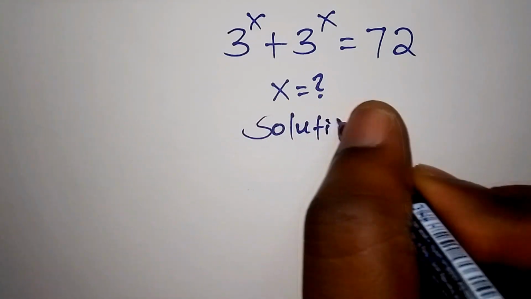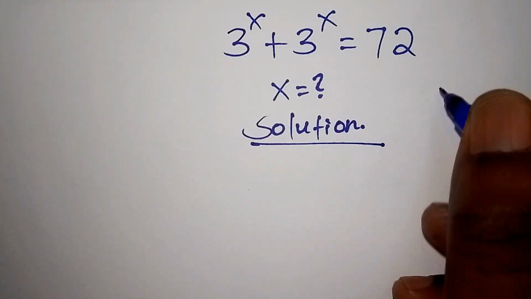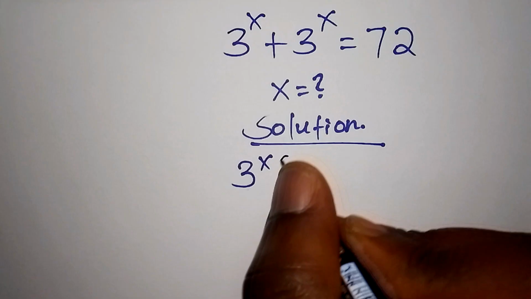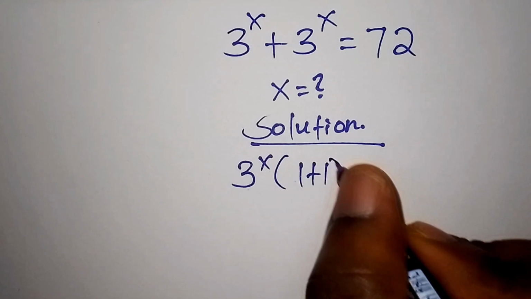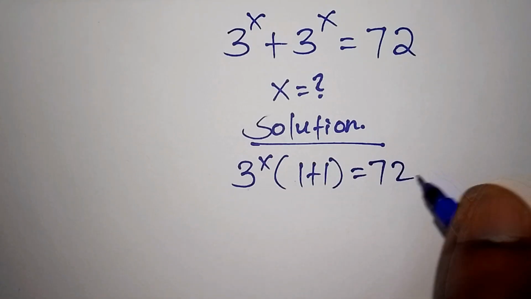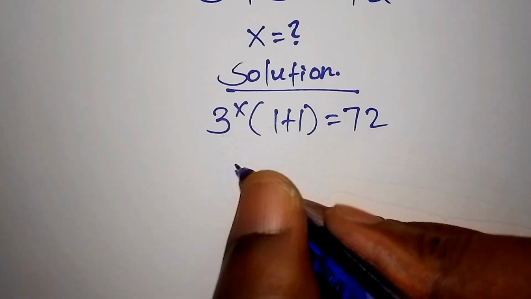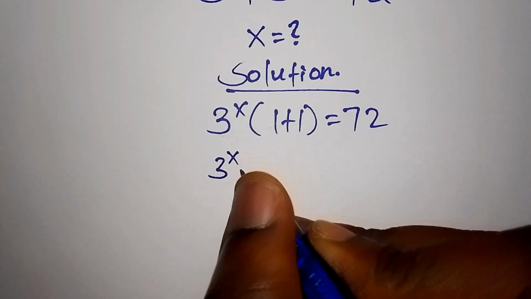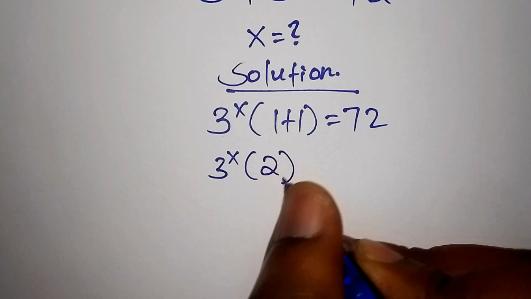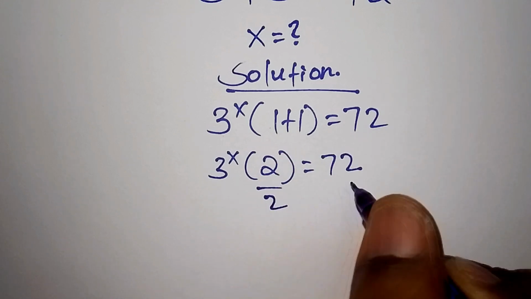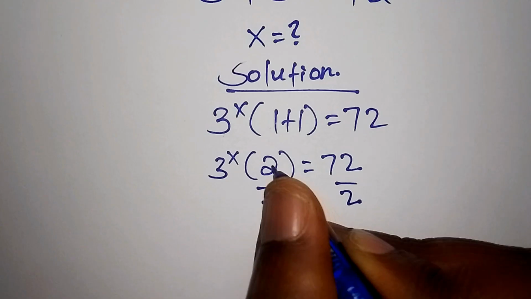The first thing that we need to do is to factorize this maths problem, where we shall now have it as 3 to the power of x into bracket 1 plus 1 is equals to 72. The next part is to work out the number that is inside the bracket. That is 3 to the power of x into bracket 1 plus 1 is 2 is equals to 72. So divide both sides by 2, so that now 2 by 2 shall cancel.